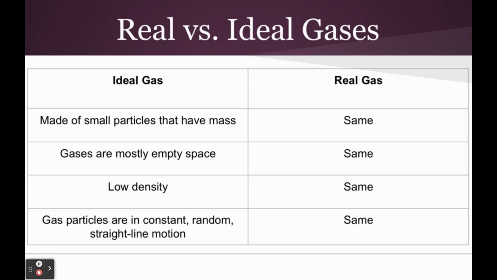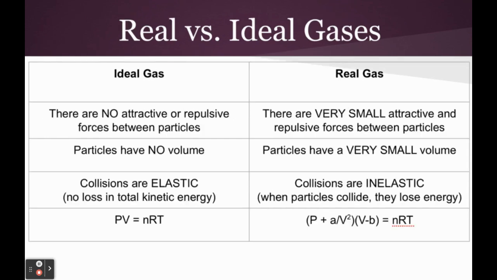Ideal gases are made up of small particles that have mass. They are mostly empty space. They have low density, and the gas particles are in constant random straight line motion. These are part of the kinetic molecular theory, and they are the same for ideal gases and real gases.